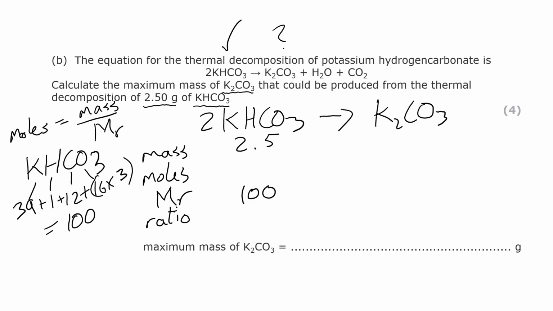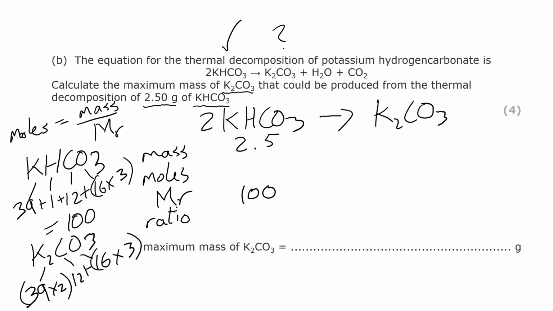And we can do the same for K2CO3. So that's 39 for potassium, and there's 2 of them, so I times that by 2. Got 12 for carbon, and I've got 16 for oxygen, but it needs to be multiplied by the 3 that's there. I'm going to add all those together. That equals 138. Pop that on the table.